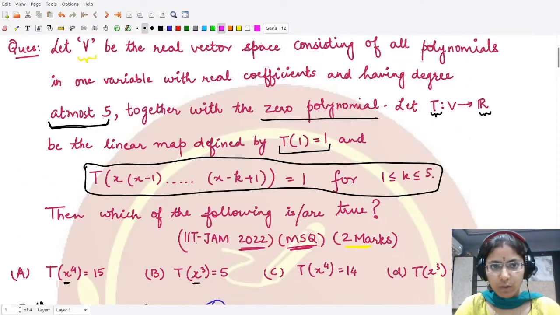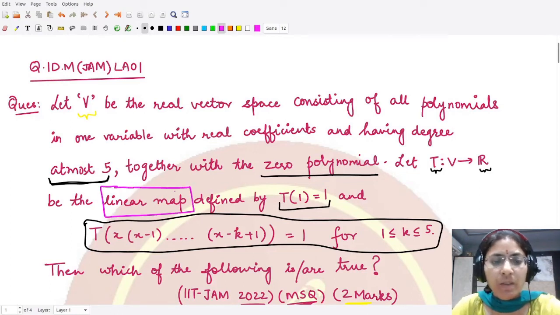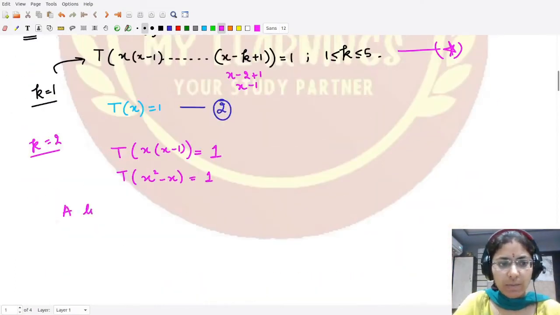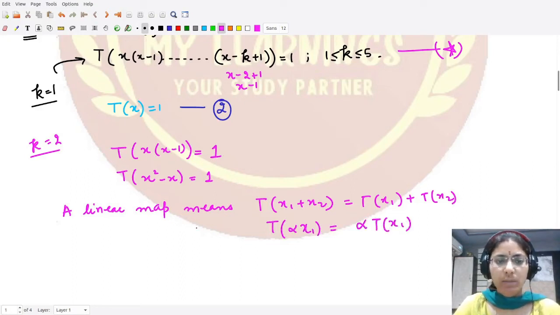Now if you look at the question carefully, this map T is given to be a linear map. If it is a linear map, what does that mean? A linear map means that we could separate out the terms. So if you have x1 plus x2 for this T, you could write it as T of x1 plus T of x2. And if you have T of some constant, say alpha, times x1, you could write alpha outside this T, right? So this is the meaning of the linear map.